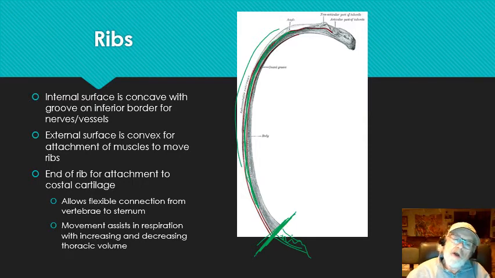The thing about the costal cartilage is that it's also flexible because cartilage will bend a little bit. So that allows the ribs a little bit more movement.